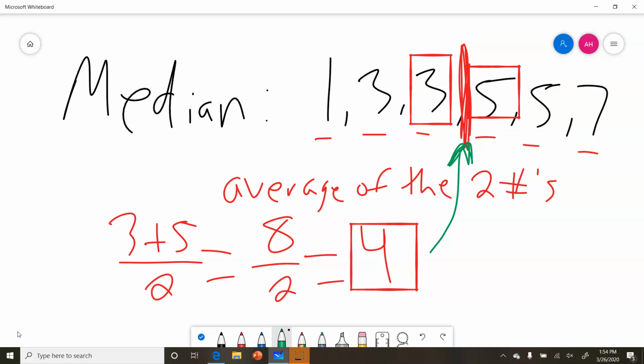There's no 4 there, but that's where the 4 would be if we were going to find the median. Okay, so the key part of this is you have to always put them in order, right? You have to go from the least to the greatest. Sorry about how that's not very readable, but I hope that makes sense.